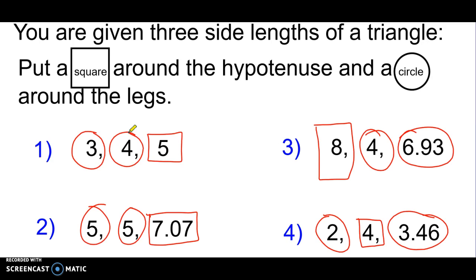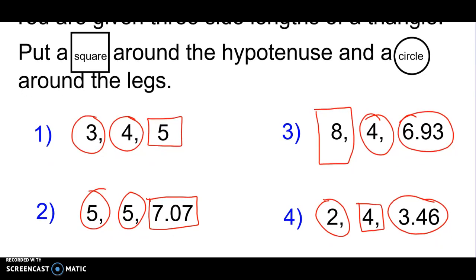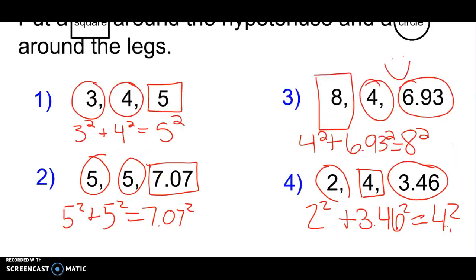These are all correct. Now that we have them circled and squared, which one's C? The square is C and the others are A and B. So I want you to actually write out the Pythagorean theorem now with the correct numbers. For example, number 1 would be 3 squared plus 4 squared equals 5 squared. So these are all correct.